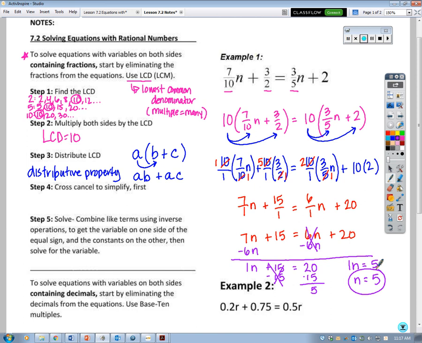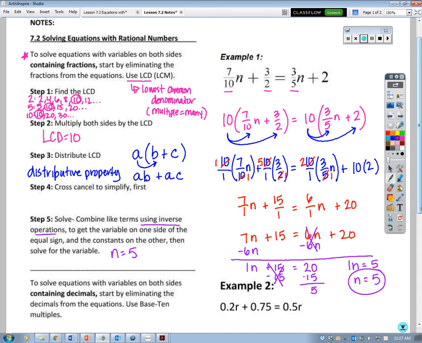So the big thing here, remember that once we get down to this simplified equation, we are using inverse operations to get the variable on one side and the constants on the other, and then solving for the variable. So, sorry, not x, we're using n here, n equals 5. And that's how you would solve with fractions.